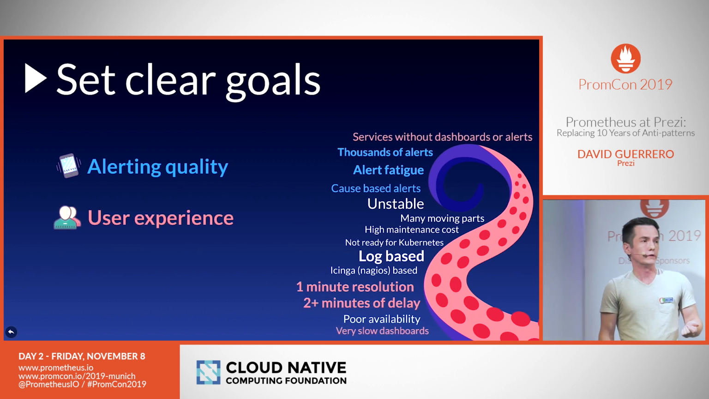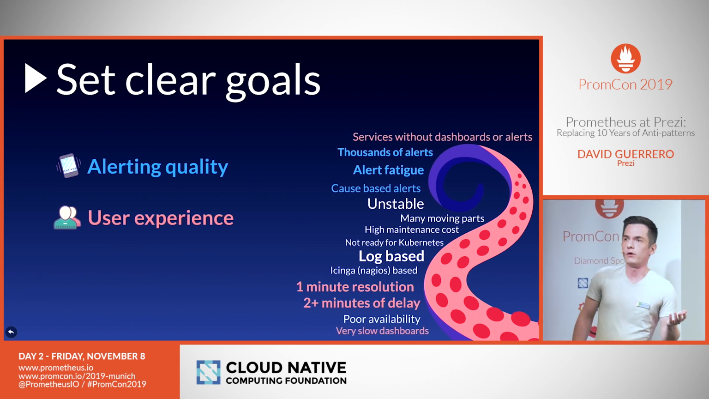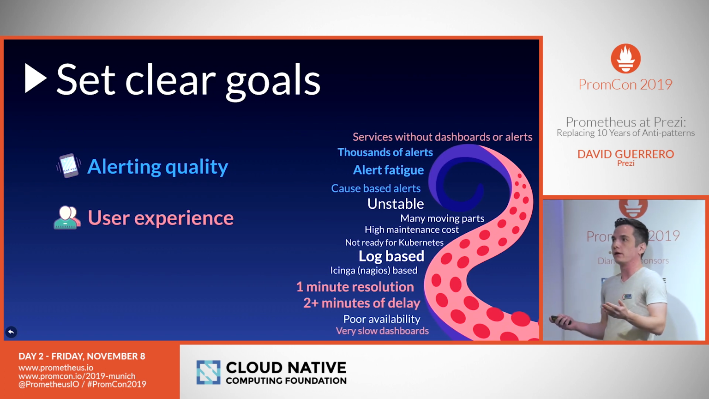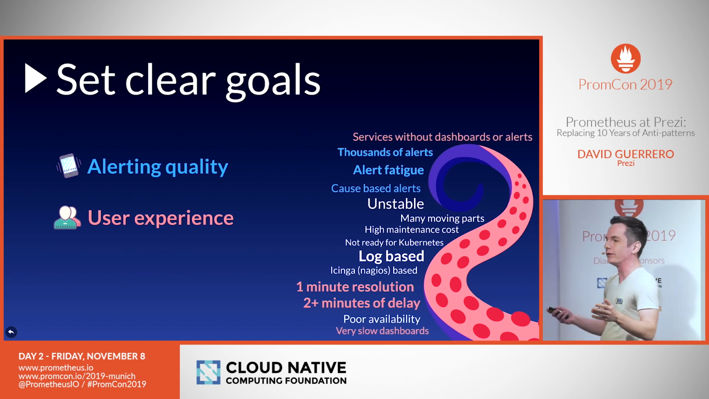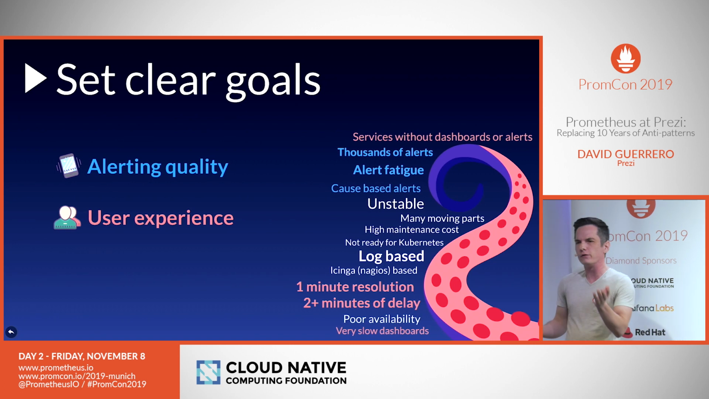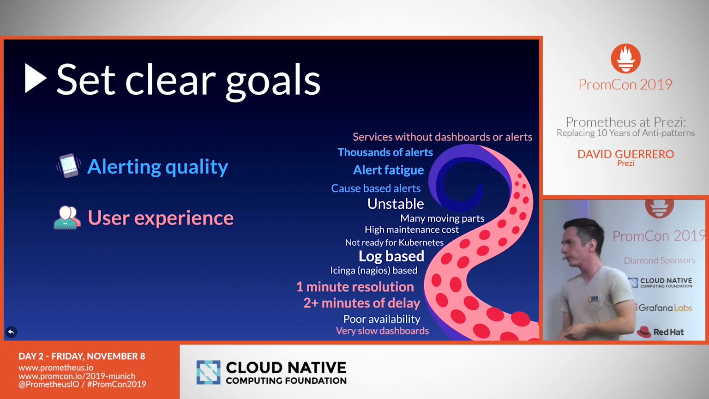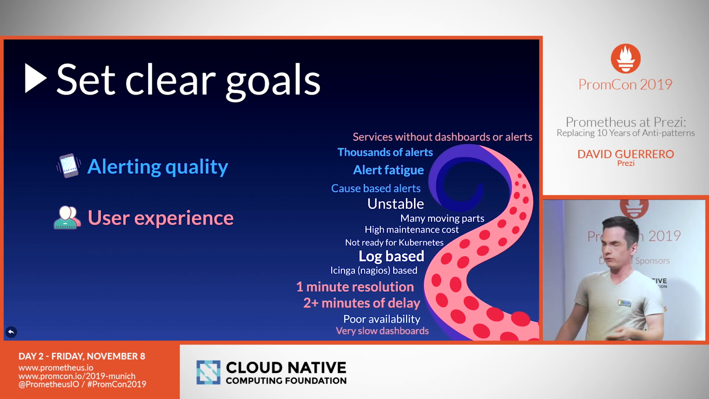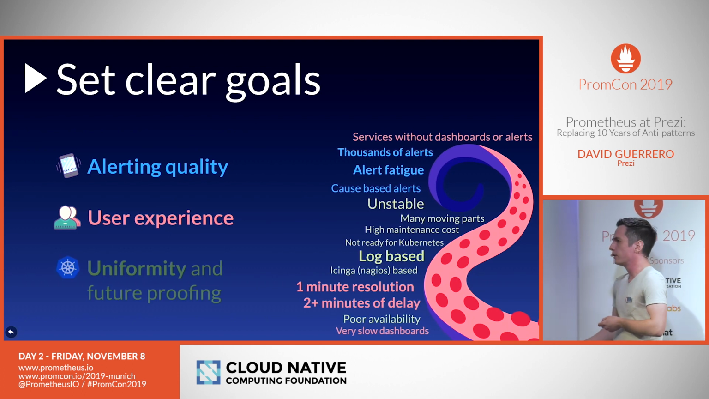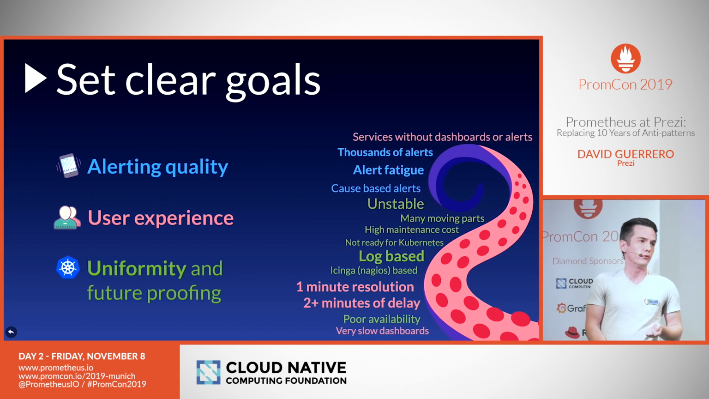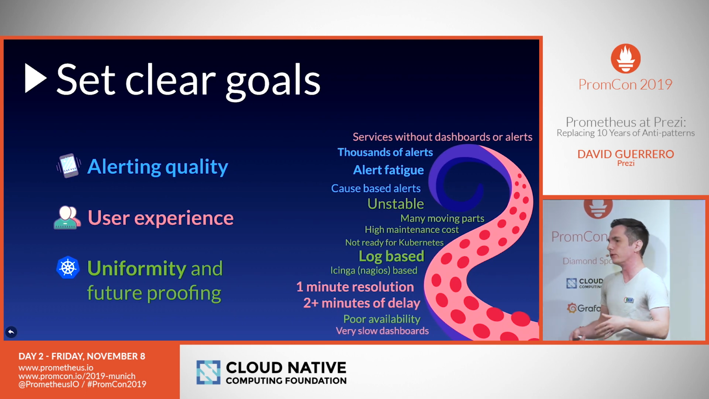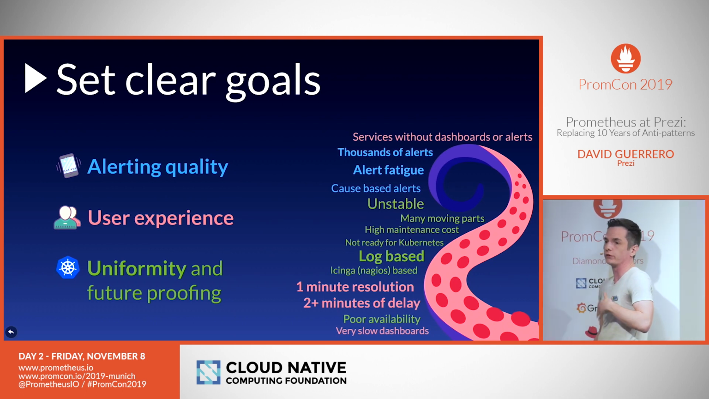Second one, user experience. Our dashboards were slow. Let's say you get a page and you go to Grafana, it takes 1 or 2 minutes to load. Then if you want to browse, that takes time. If you make a change, you cannot know if it's effective or not. That also makes your outages longer. We also wanted to fix that. And finally, uniformity and future-proofing. Our monitoring system was not built for the future, and we actually want to move towards Kubernetes.